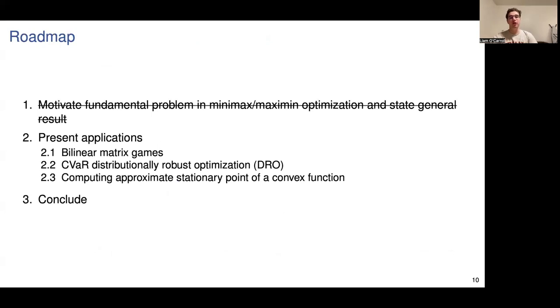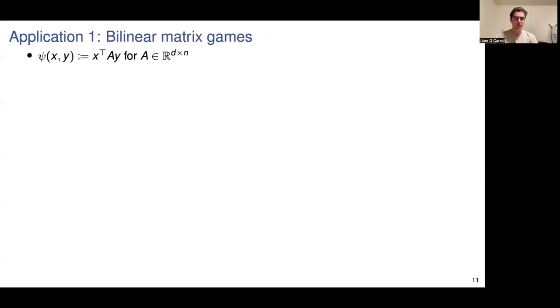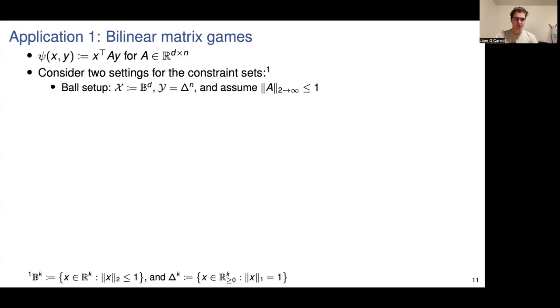So we've motivated our problem and we've stated our general result. And now we're going to present three applications of our general result. So the first application is to bilinear matrix games where psi is given by X transpose AY for a matrix A in R^{D by N}. And we're going to consider two settings for the constraint sets. So in the ball setup, the primal constraint set is going to be the unit Euclidean ball. And the dual constraint set is going to be the probability simplex.